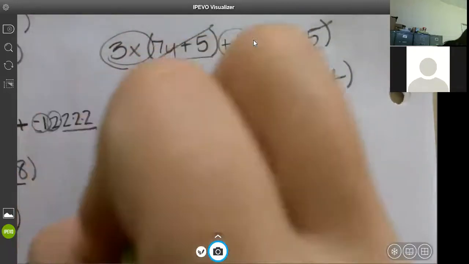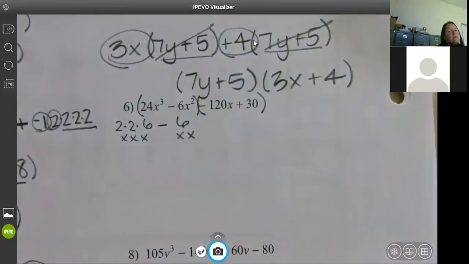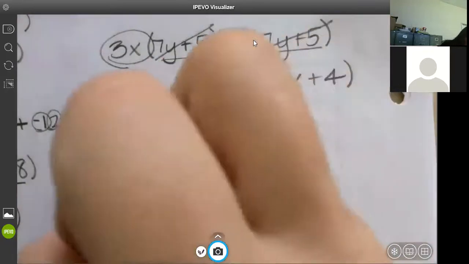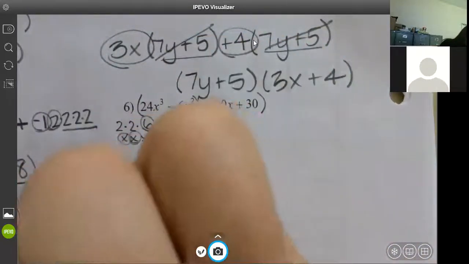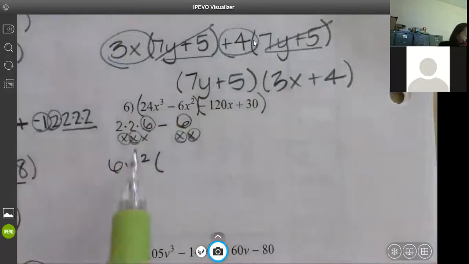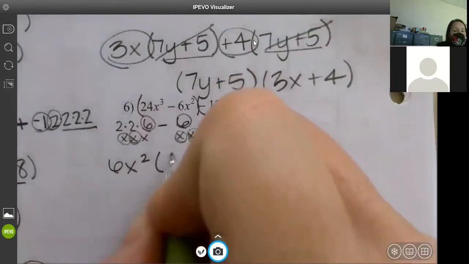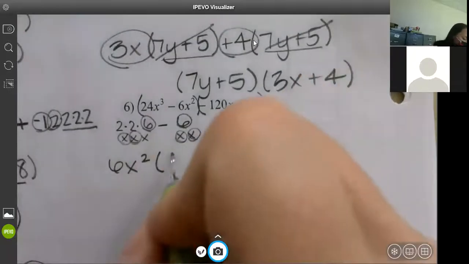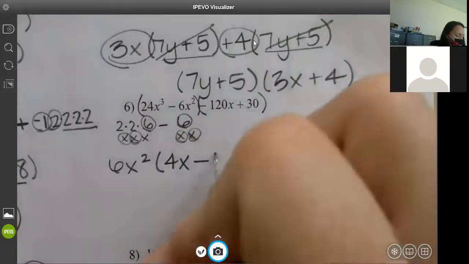And there's 3 x's. We have a minus 6 and 2 x's. What do they have in common? 6 and 2 x's. So 6x squared. What did that leave me with? 2 times 2 times x. 2 times 2, 4 and an x. Guys, y'all can answer. Come on. And then minus, what happens when I circle everything? A 1.